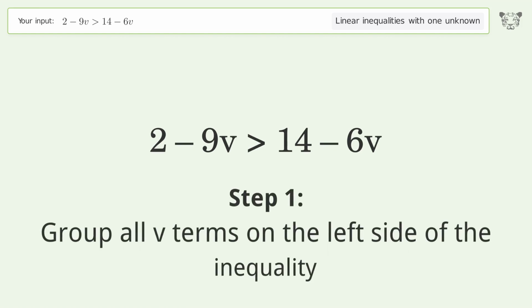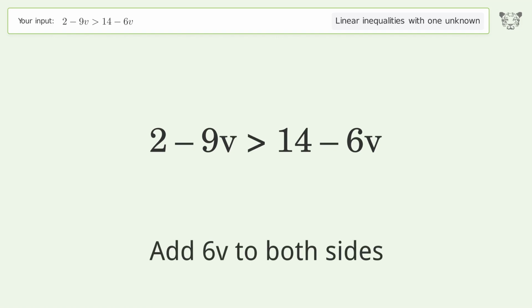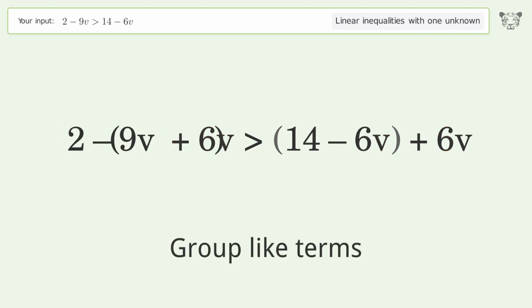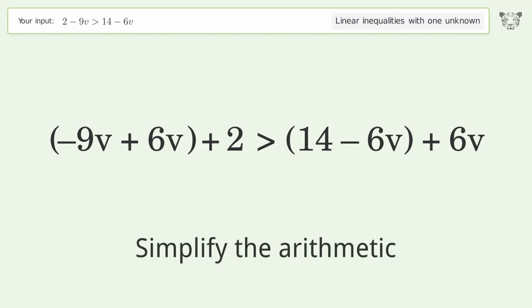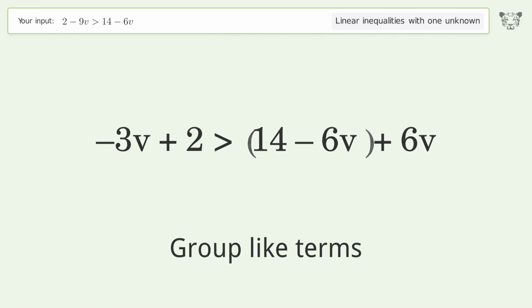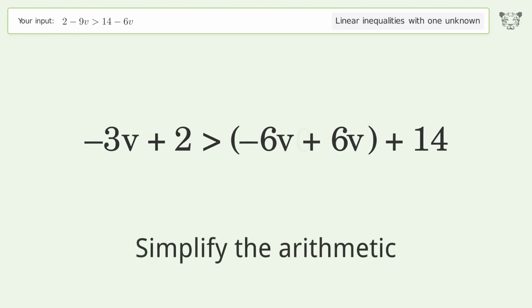Group all v terms on the left side of the inequality. Add 6v to both sides. Group like terms. Simplify the arithmetic. Group like terms. Simplify the arithmetic.